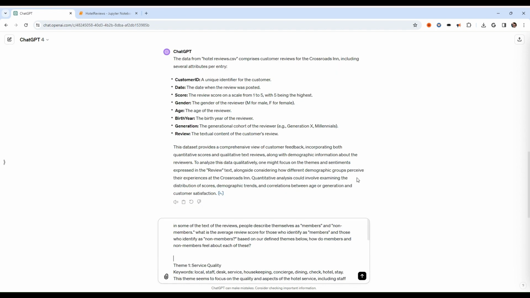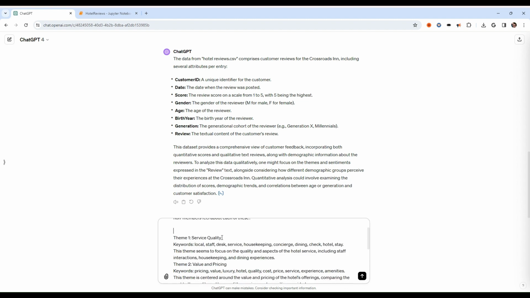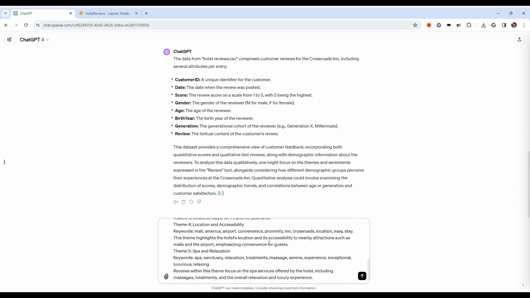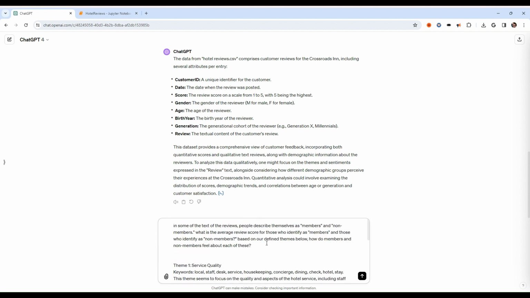These are all good ideas. When I looked at the data with my human eyes, I noticed that some people referred to themselves as members in their reviews and some as non-members. I want ChatGPT's help to figure out the average review score for those who are identified as members and those who are not. And also, based on the themes that we previously defined, I want to know how members and non-members feel about each of these themes. I've had to restart ChatGPT again, so I'm also giving it the themes that it's already defined so that it can align its analysis to them.